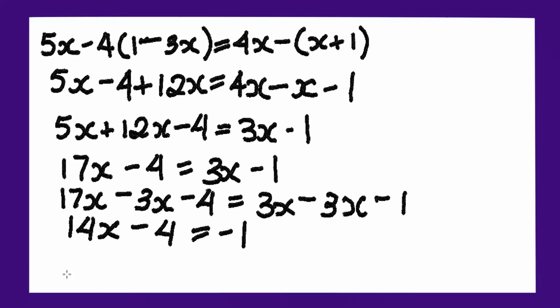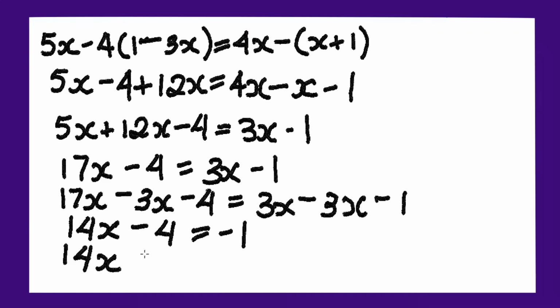And we're going to get rid of that negative 4 on the left-hand side of the equation by adding 4 to both sides of the equation. Remember, this is to maintain balance. So we have 14x. So what I want you to do, Erin, is just write 14x is equal to negative 1 plus 4, because you're advanced now.